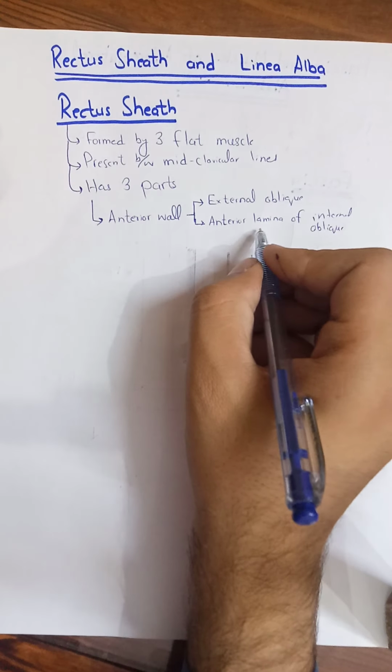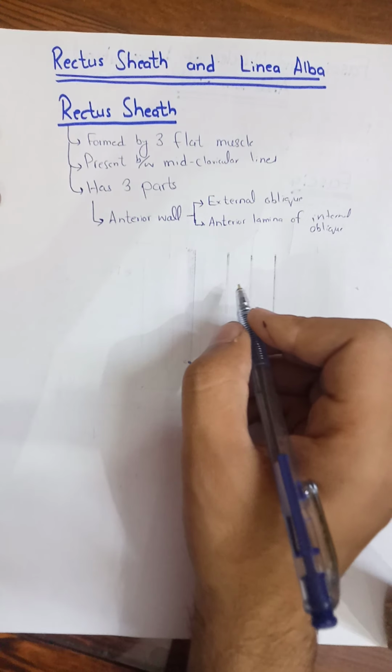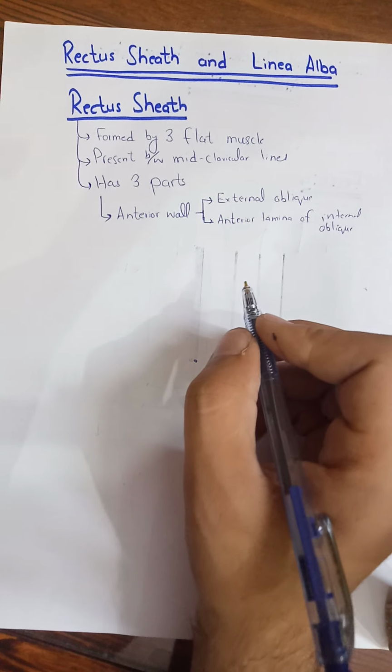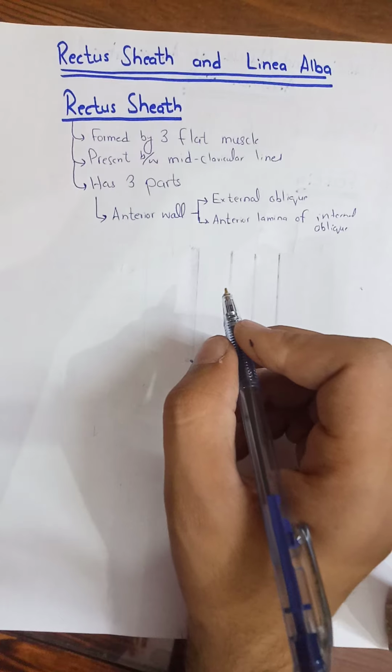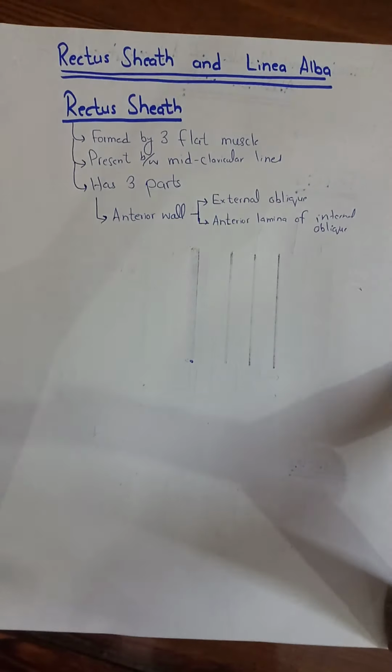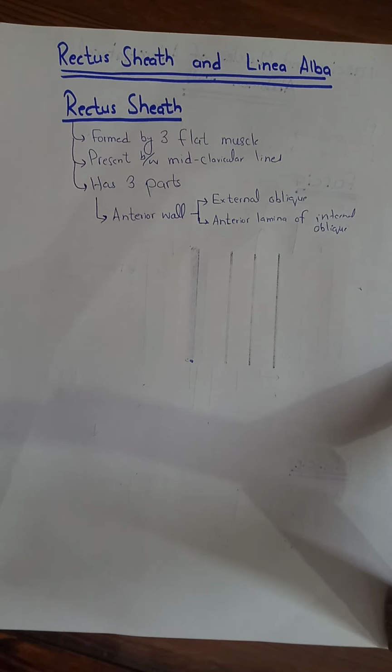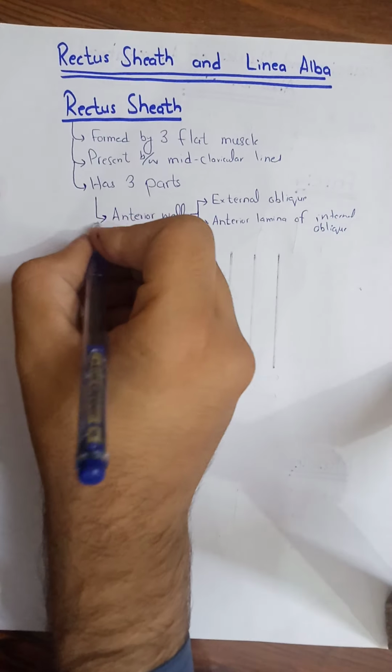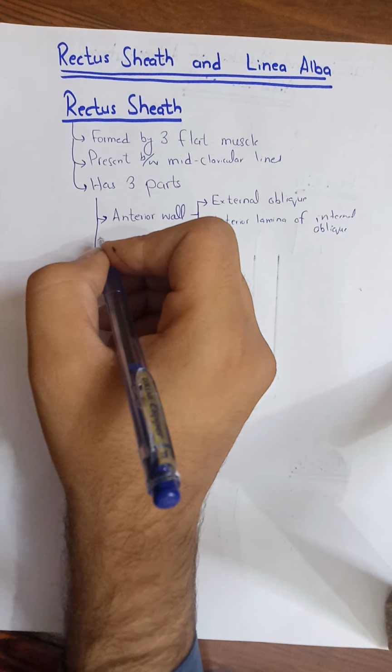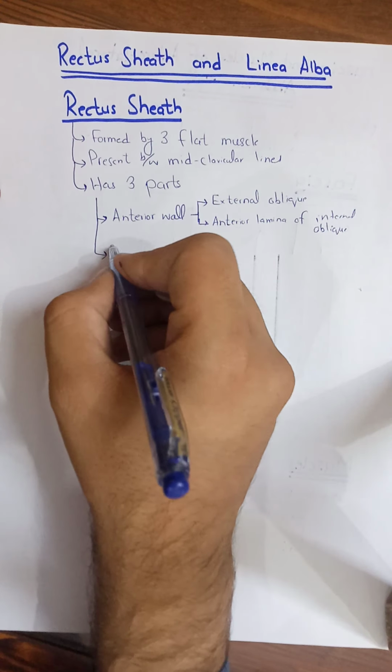And what is the anterior lamina? It means the anterior layer, because the internal oblique muscle divides into two laminae, two layers. One is the anterior lamina and the other is the posterior lamina, which move anterior and posterior to the rectus abdominis muscle. So this is the anterior layer of this muscle, which participates in forming the anterior wall.